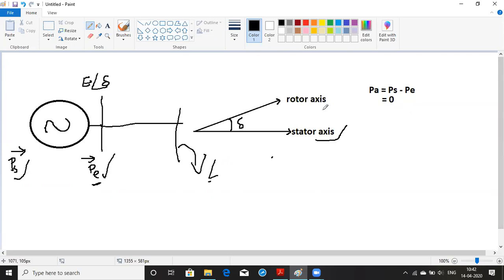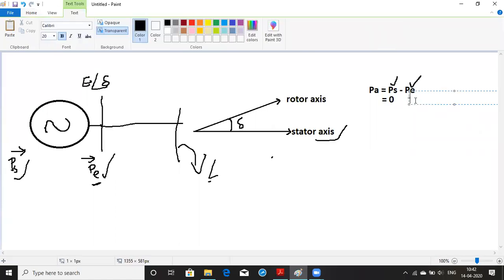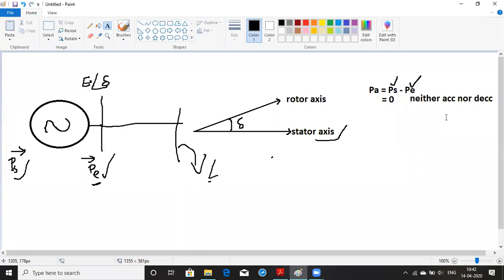So the shaft power is equal to the electrical power, which means the accelerating power is equal to 0. That means it is going to run under this condition, with the stator axis and rotor axis at a delta, with some excitation voltage E. We call it neither accelerated nor decelerated. It is running under a perfectly stable condition. There is no disturbance up to now.